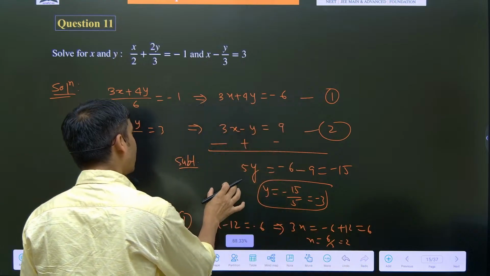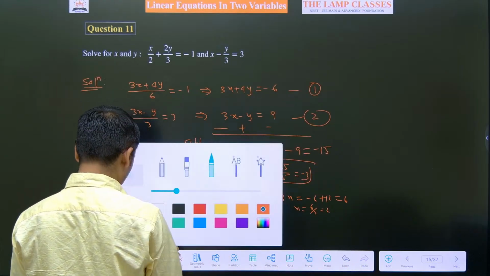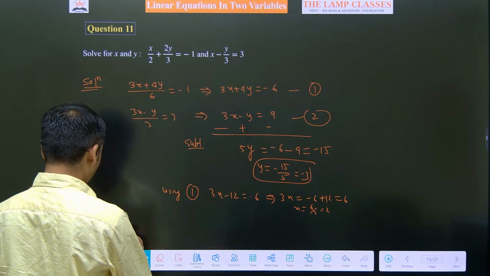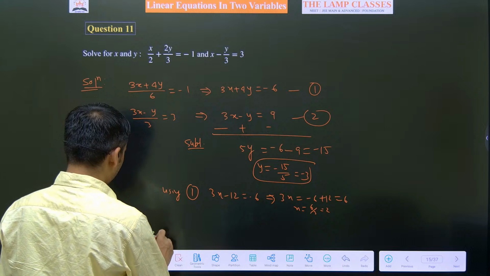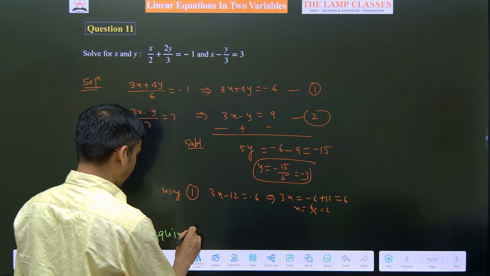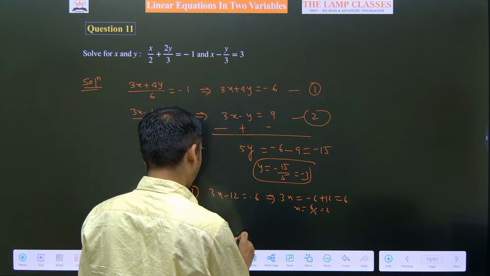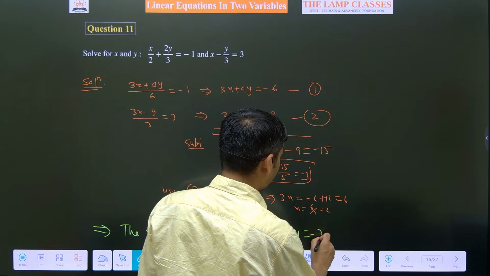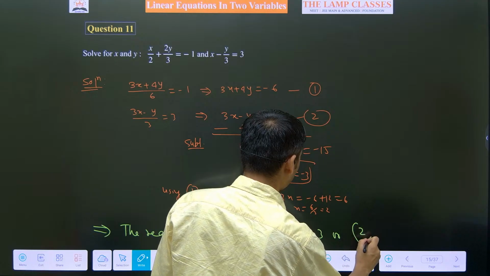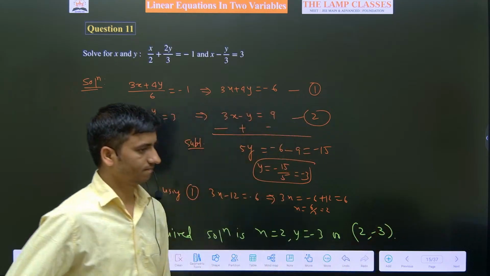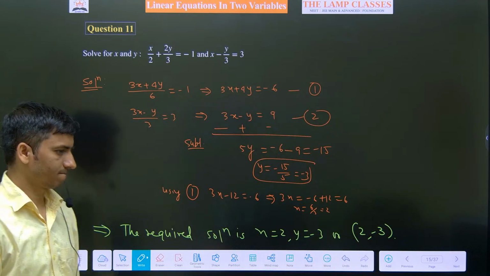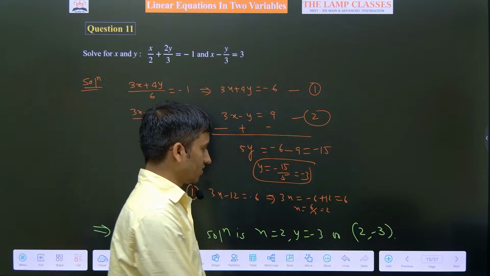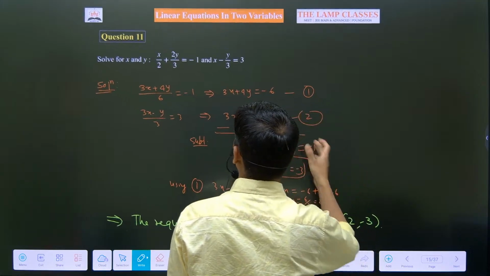Yeah, please make a conclusion. Write the conclusion in these questions. Therefore, the required solution is x is equal to 2, y is equal to minus 3, or even in ordered pair you can write, guys, (2, minus 3). Yes, that's correct, guys. Very nice. Let's do the next question just to revise this.